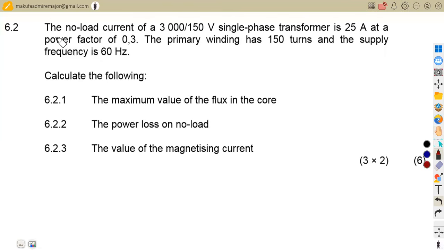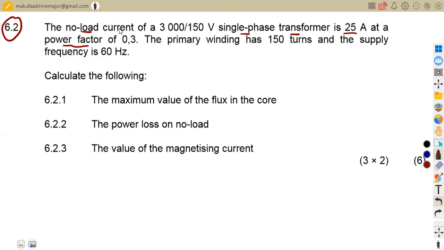In question 6.2, we are given the no load current of a 3,000 to 150 volt single phase transformer. Take note, the single phase transformer has a no load current of 25 amps at a power factor of 0.3. So we are given the power factor. The primary windings is 150 turns and the supply frequency is 60 hertz.